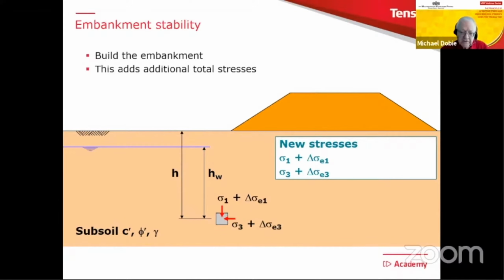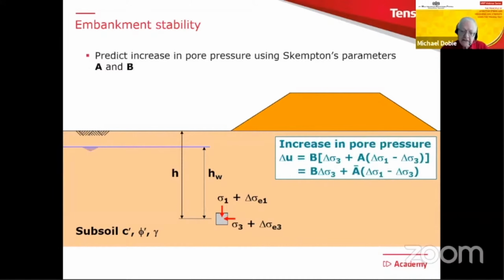We now come along and build our embankment again. And again, we're not quite sure what the water pressure is, so I've removed the hydrostatic line. But we can calculate the additional stresses, in both the major and the minor principal stress directions, sigma 1 and sigma 3. We can calculate the extras, the delta sigmas. And then we have these equations where we have Skempton's parameters A and B, which allow us to make an assessment of the increase in pore water pressure. And you can see the equations there.